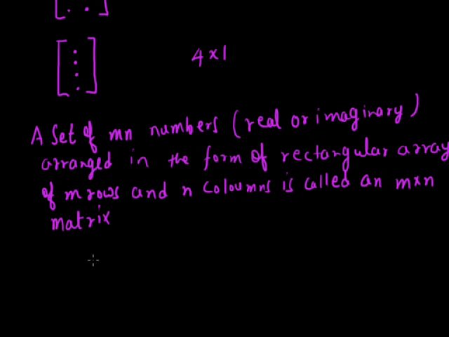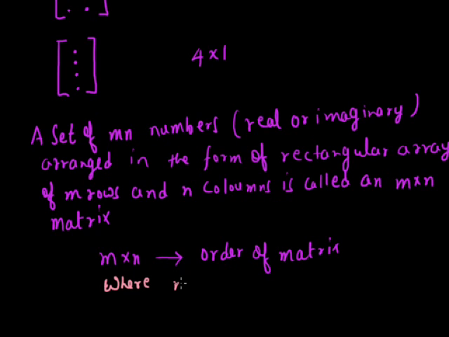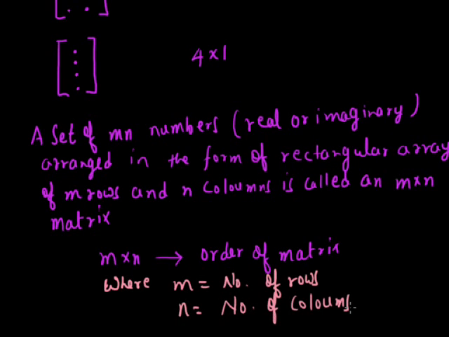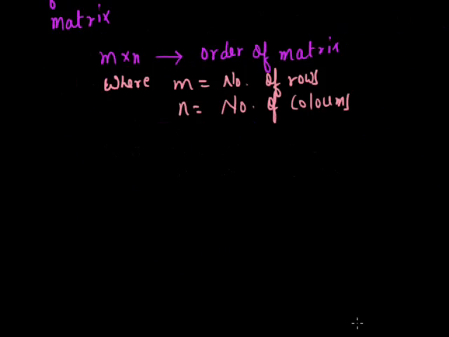Now here m into n is called the order of the matrix. M into n, this is known as the order of the matrix, where m is equal to the number of rows and n is equal to the number of columns. So this is the order of the matrix, m equal to number of rows and n equal to number of columns.